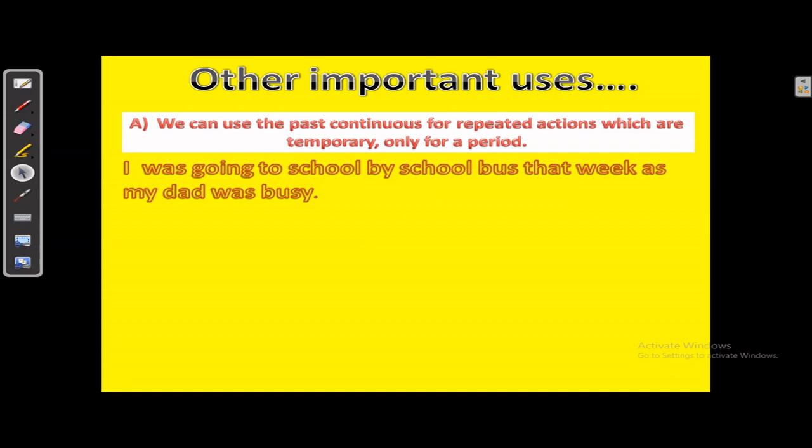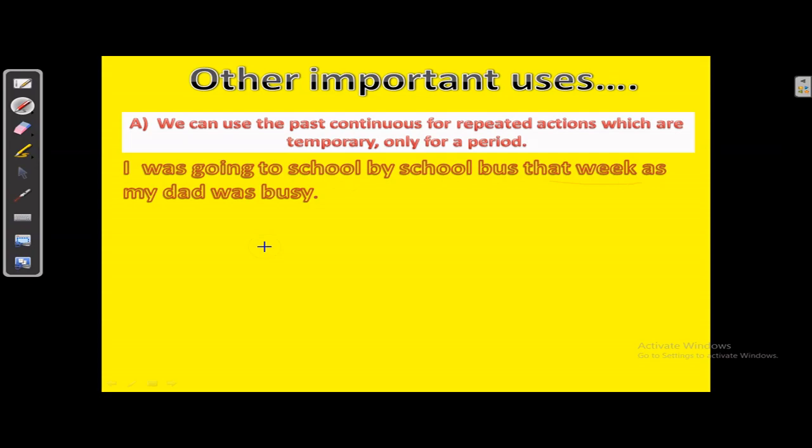You see, for example, I was going to school by school bus that week. That particular week we are mentioning here, that means only for that period. Why? As my dad was busy. So it's a repeated action to go to the school, and because somebody's dad was busy, the person took the option to go by the school bus. That's why I was going to school by school bus that week.